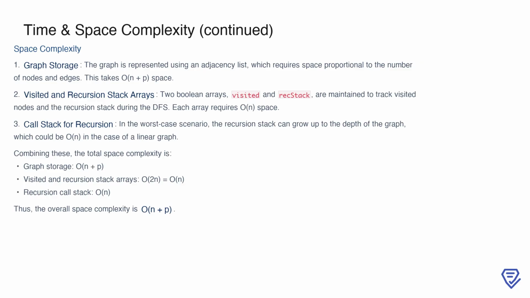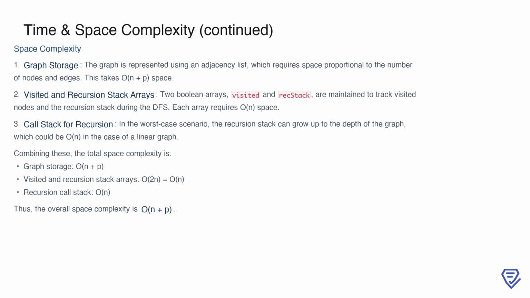Second, the algorithm maintains two Boolean arrays, visited, to track which nodes have been visited, and recStack, to monitor the recursion stack during DFS. Each of these arrays takes O(n) space, resulting in a total of 2n, which simplifies to O(n). Lastly, the call stack for recursion grows up to the depth of the graph in the worst case. For a graph structured as a single linear chain, this depth would be n, contributing an additional O(n) space.